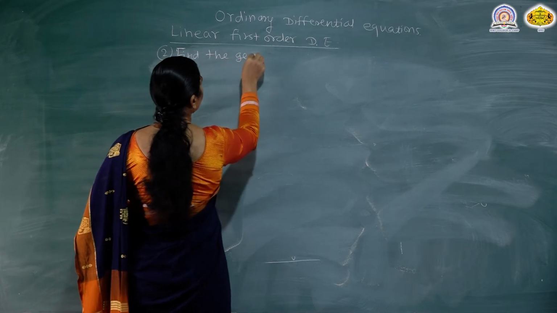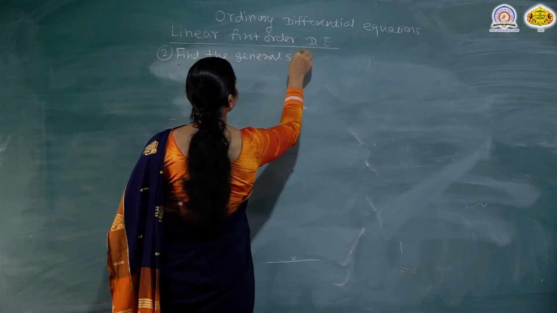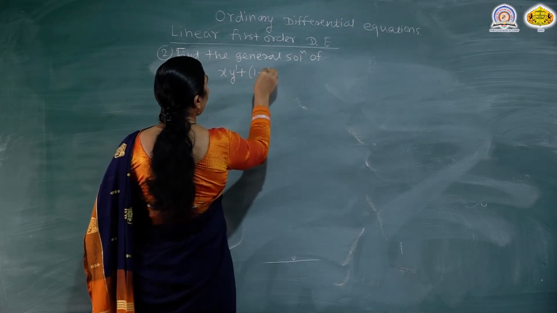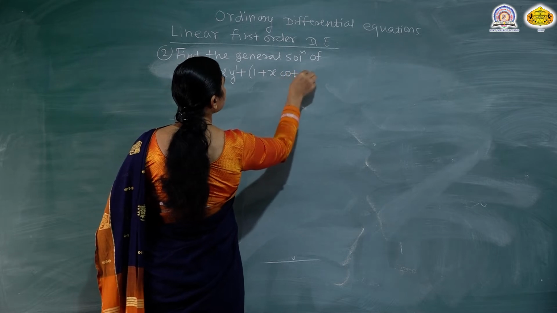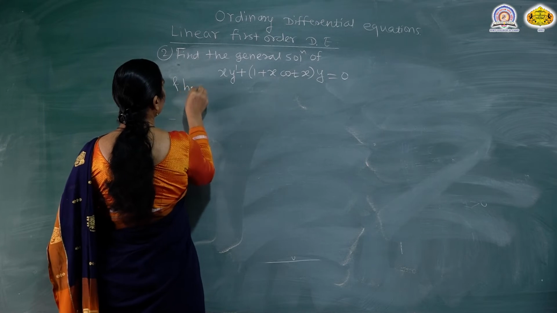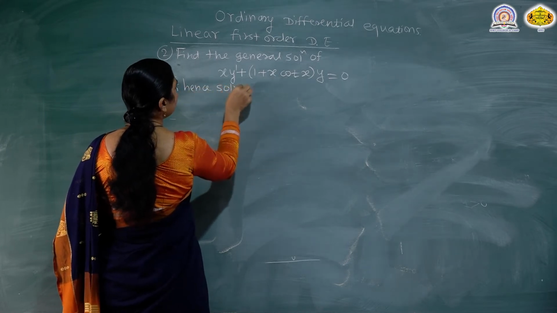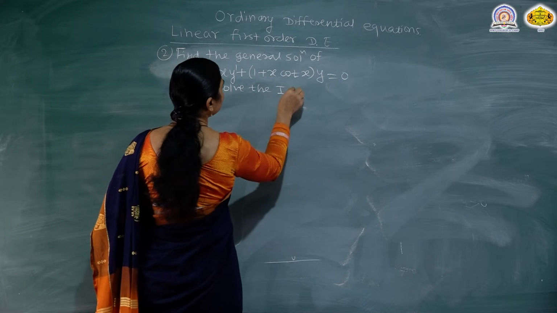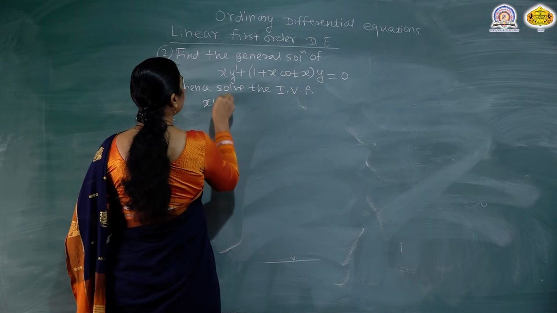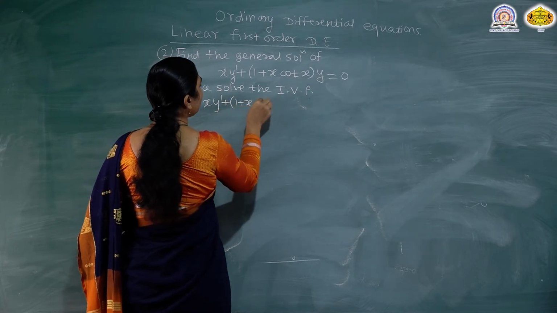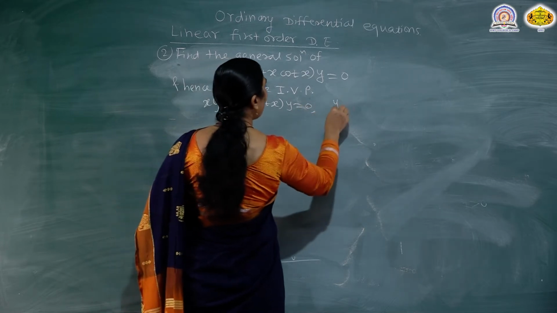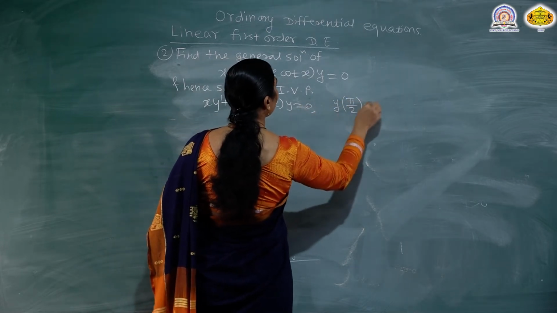Find the general solution of x y dash plus 1 plus x cot x y is equal to 0, and hence solve the initial value problem x y dash plus 1 plus x cot x y is equal to 0, given that y of pi by 2 is equal to 2.